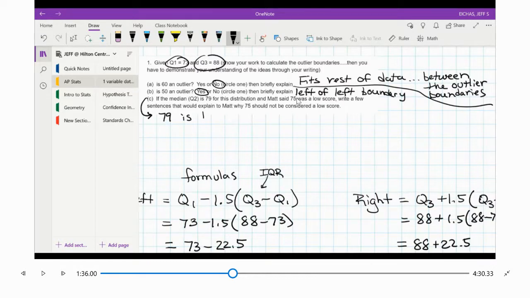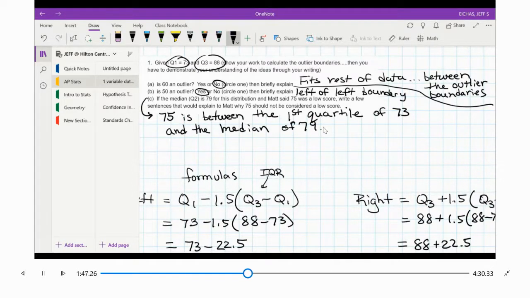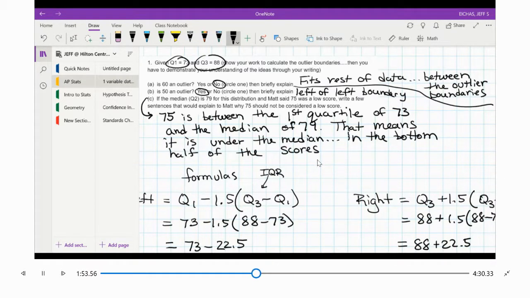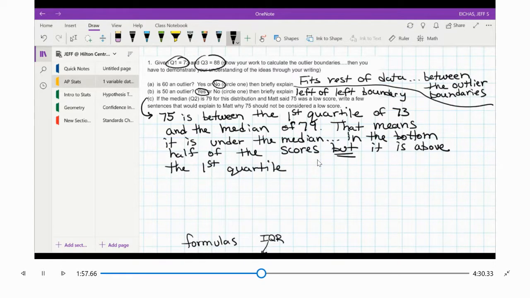So in this case, we should not consider 75 a low score. It's actually above the first quartile. And that's what I'm going to write next. So I'll erase 79. It's actually 75 that's in question here. It's actually still in the middle 50%. So we do not want to consider that a low score. Under the median, but again, not a low score relative to the rest of the data.